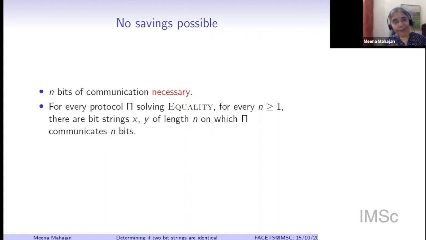So this is what I mean when I say that no savings are possible. Maybe there are some bit strings for which this protocol communicates less than n bits, but there is at least one pair of inputs, x to Alice and y to Bob, where they require this full amount of communication. That's what I mean when I say that n bits are necessary. Okay? For every protocol, for every input length, there exists a worst case input for that length.